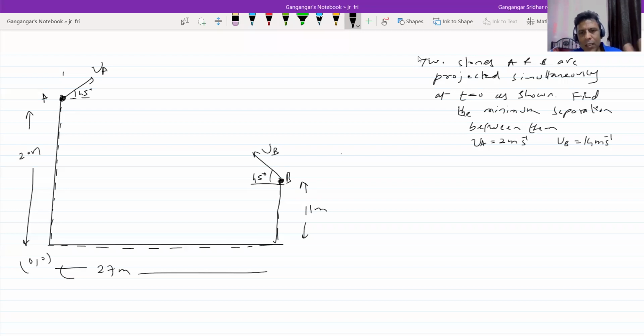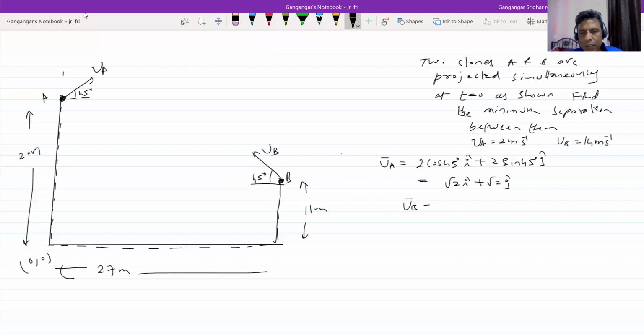Relative velocity of motion. First you define the velocity vector UA bar. What is UA bar? 2 cos 45 i cap plus 2 sin 45 degrees j cap. This will be root 2 i cap plus root 2 j cap.